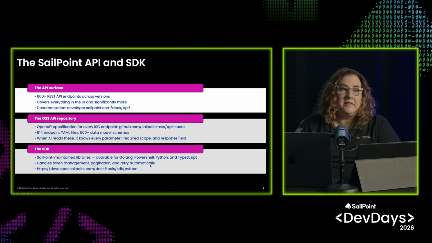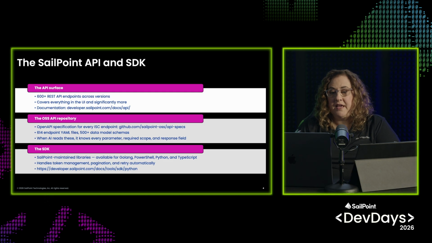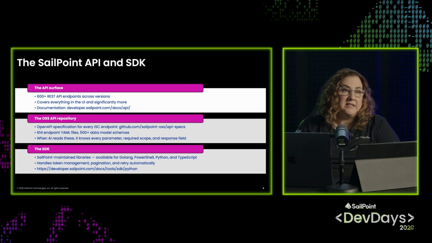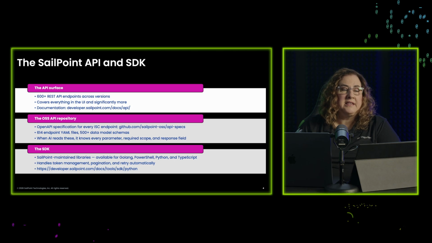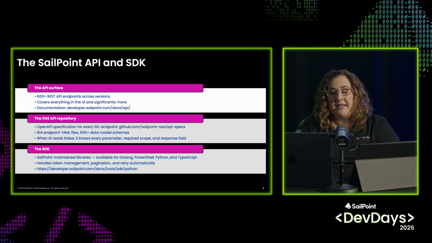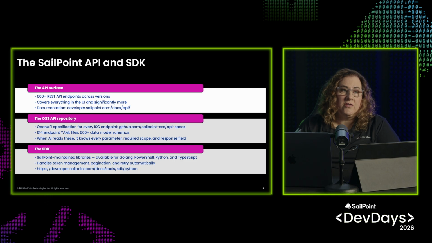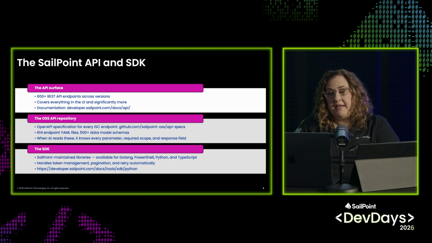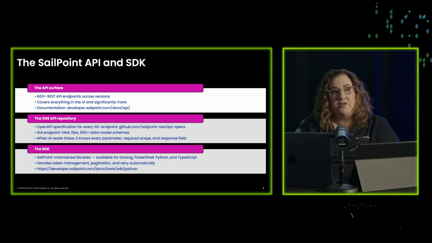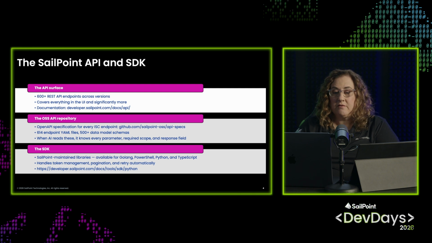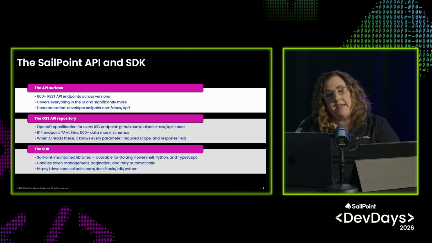So let's talk about the SailPoint API. SailPoint ISC has a very comprehensive API. There are over 600 REST endpoints across versions. Everything that is done in the UI is backed by an API call, but there are also calls that go beyond what you can click buttons for. There is a nice website that I'll share with you in a minute, developer.sailpoint.com, that will let you walk through each of the different endpoints. You can even test them out live, and you can see what the call looks like and what's expected. But there's 600 of them.